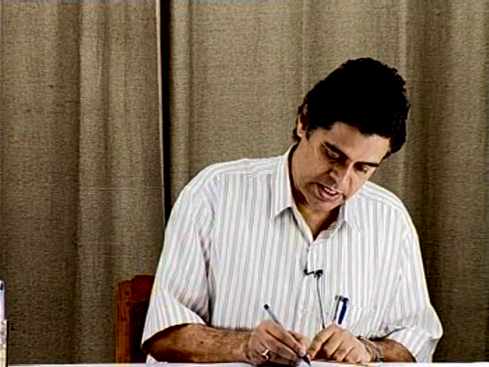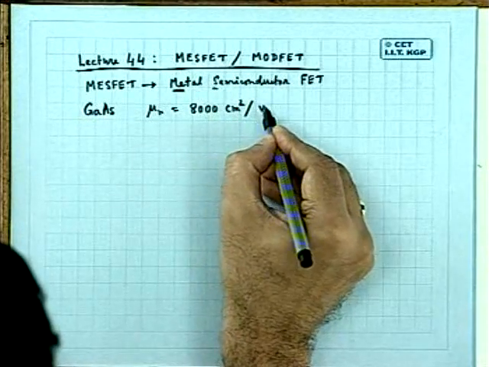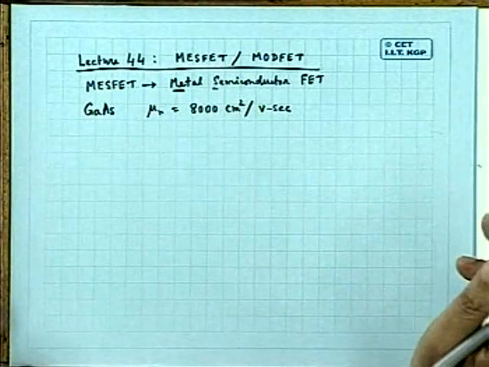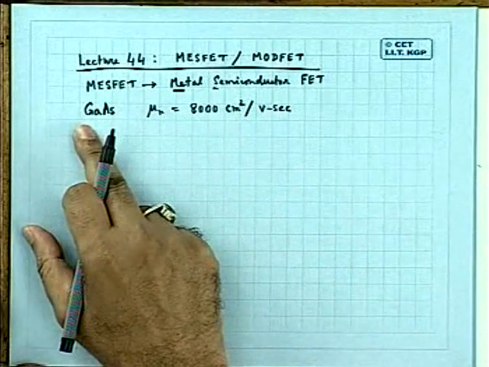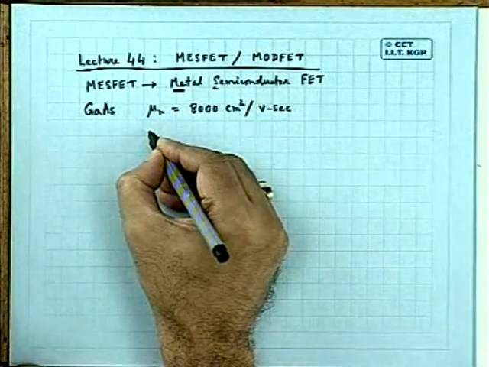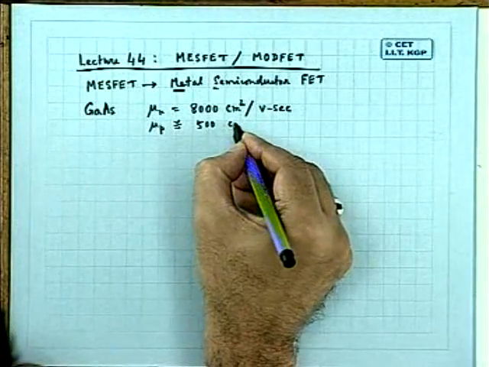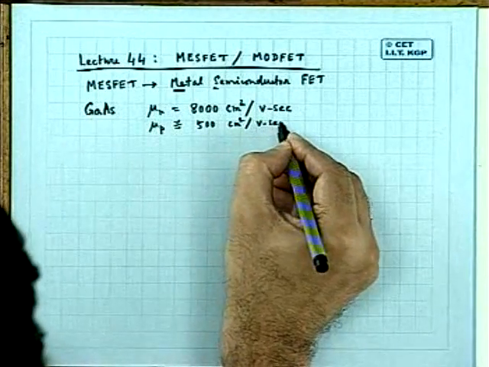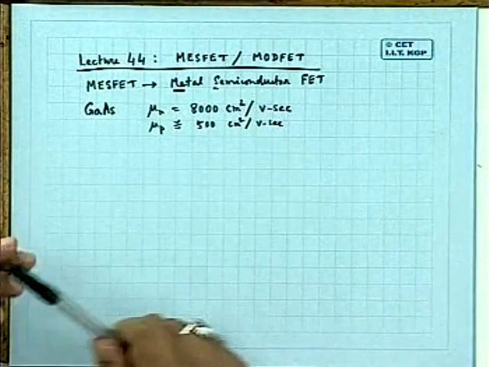The reason is, gallium arsenide is a semiconductor which has an electron mobility which is much higher, about 8,000 centimeter square per volt second, whereas silicon mobility is only 1400, so many times more than that of silicon. And the mu p, of course, is of the same order. So far as mu p is concerned, there is no advantage, but so far as electrons are concerned, gallium arsenide definitely has a tremendous edge over silicon.